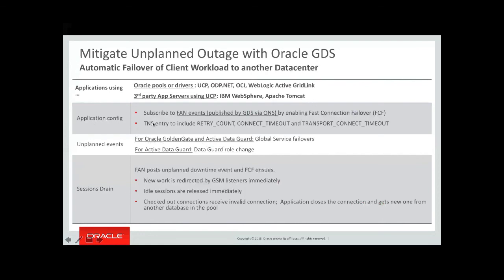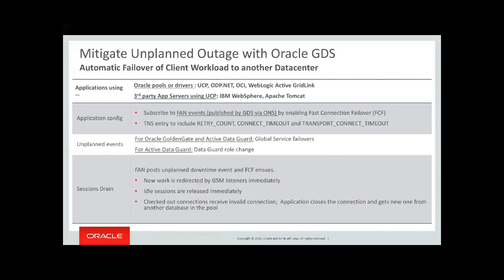From the application configuration side, we need to subscribe to the FAN notifications using FCF. As I mentioned, if you're using 12.2 clients, you're good there. And then we also recommend following all the MAA best practices on the TNS connectivity: retry count, connect timeout, and transport connect timeout, right? So those are the prereqs. Now, what are the unplanned events? In the case of GoldenGate and Active Data Guard, it's a global service failover. That means if a database crashes, GDS automatically fails over the global service to another database. And then the other one, for Active Data Guard, is the Data Guard role transition, whether it's failover or switchover.